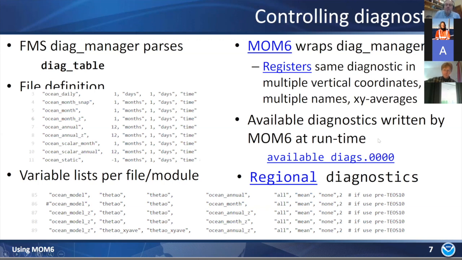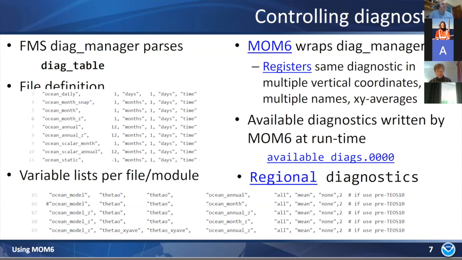This Diag Manager is also capable of doing regional diagnostics, which I won't go into here, but there is documentation of this on the webpage already. And then one thing that we do with MOM is that rather than writing a static documentation file where you might say, oh, these are the diagnostics available in this model, which requires maintenance of that document file, whether it's a Word file or an HTML file, what we actually do is we have the model write a list of what diagnostics are actually available.